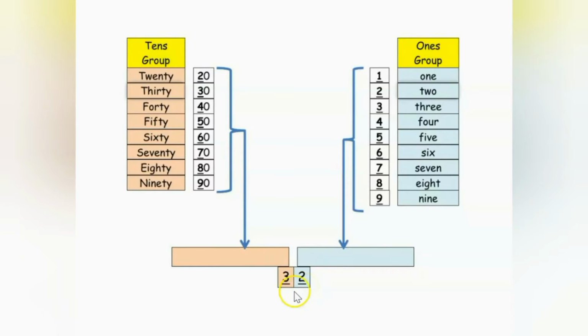2, 3. Ones group: 1, 2, 2. Tens group: 2, 3 become 30. So the number is 32.